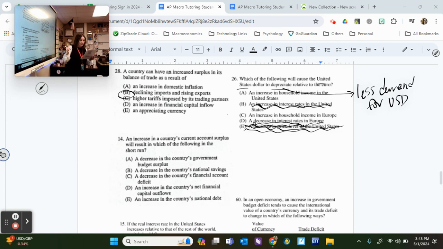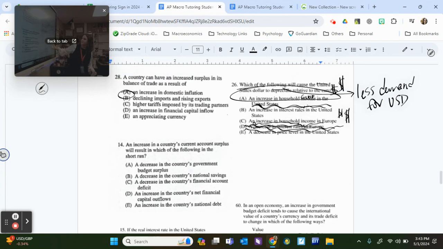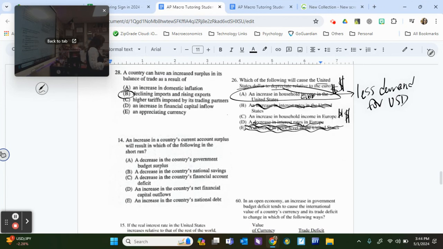Okay, do we have an answer? Oh, I heard both. Notice how these two are opposites. An increase of household incomes in the United States is the exact opposite of an increase in household incomes in Europe. It's got to be between one of those. Increased household income means things like GDP is high, which means things are expensive. Same thing here: household incomes in Europe are high, which means things are expensive. Which one would cause less demand for the U.S. dollar, if our stuff is expensive or their stuff is expensive? A. Our stuff is expensive. A is correct.